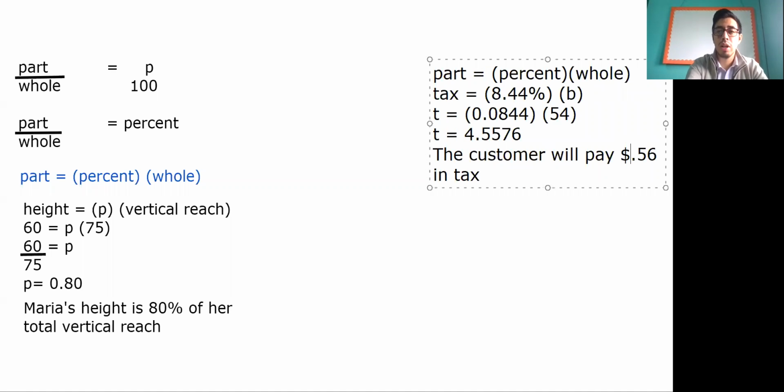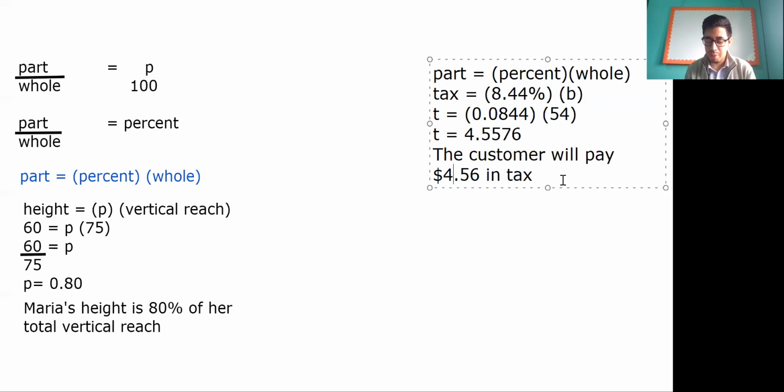$4, sorry, I don't know why I write 5. $4.56 in tax. Because we're rounding here, we don't have to keep all the decimals. I can round and I can have 1 in dollars, and this is for the cents. After the decimal point, we have the cents. So I round this, so I have 4.56. So the customer will pay $4.56 in tax.